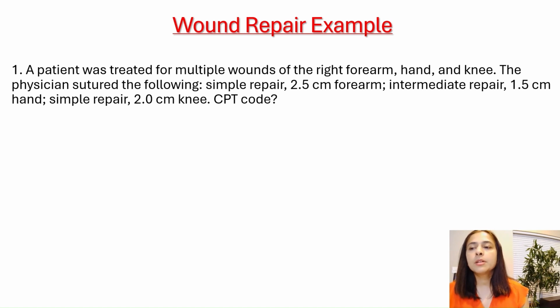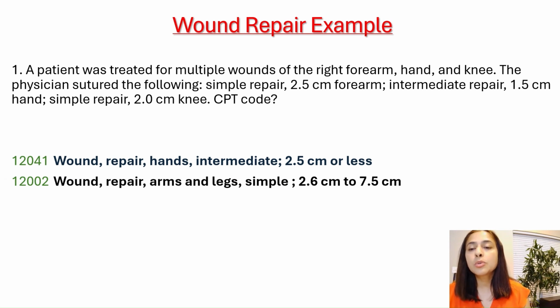Wound repair example: a physician treated multiple wounds of the right forearm, hand, and knee. The physician sutured the following: simple repair 2.5 centimeter forearm, intermediate repair 1.5 centimeter hand, simple repair 2 centimeter knee. CPT code for this question. So the answer would be two codes, because there is a description for the intermediate repair and there is a description for the simple repair. So we're going to add all the intermediate in one code, and we're going to add all the simple repair in one code.